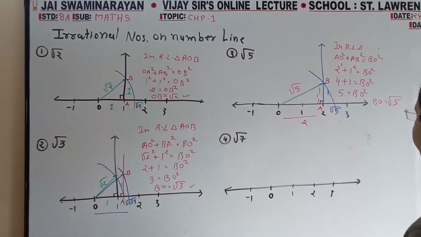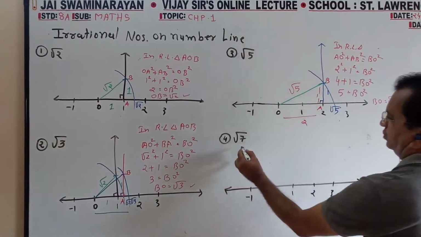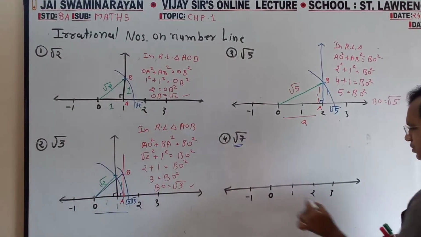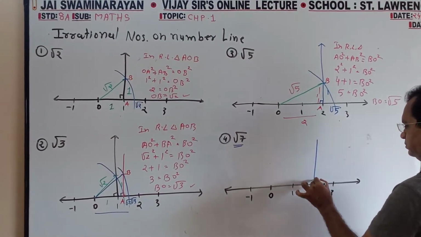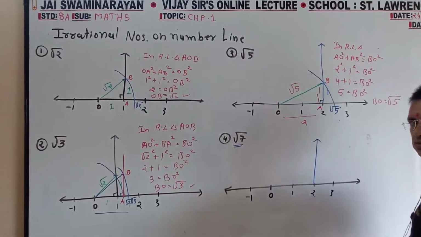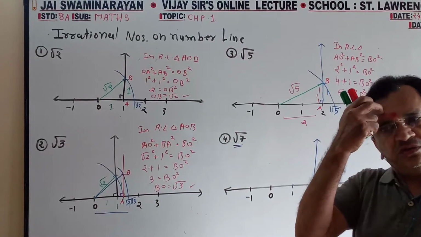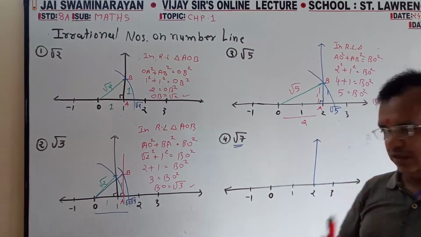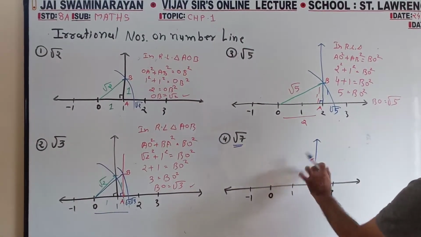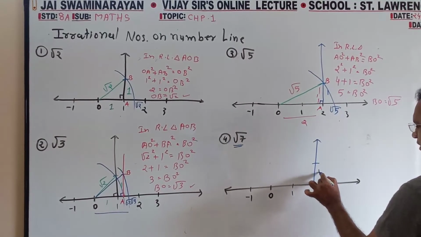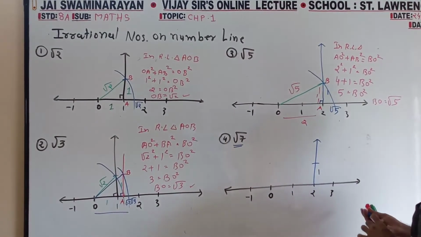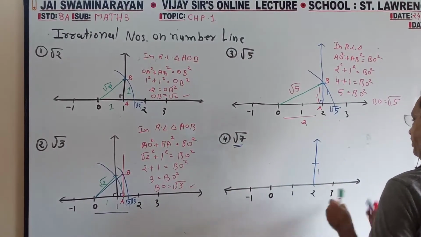So draw again root 5 for root 7. So 1 and height again 1 unit, 3 centimeter, 3 centimeter, 3 centimeter. So this is 1. Exactly the same. Join this.